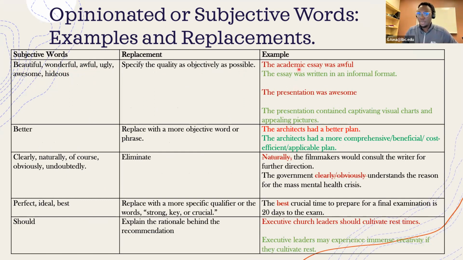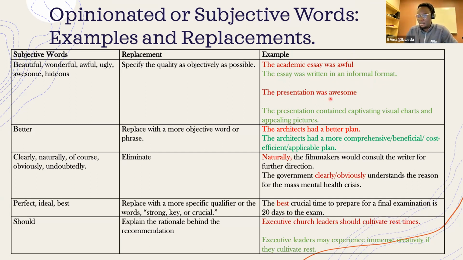So instead of saying the academic essay was awful, you should say the academic essay was written in an informal format, right? You should actually focus on telling your audience why the academic essay was awful without saying it was awful. So what you can say is the essay was written in an informal format. That's what makes it awful, but you don't have to state that it was awful. Just state the reason, right?